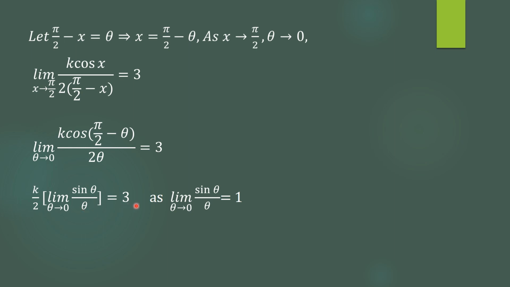Now we have studied this formula last year: limit theta tending to 0 of sine theta by theta is always 1. And so replacing this as 1 here, we get k upon 2 into 1 is 3, and that implies k is equal to 6. So here they have given the function as continuous and they have asked to find out the value of a certain constant, that is k.